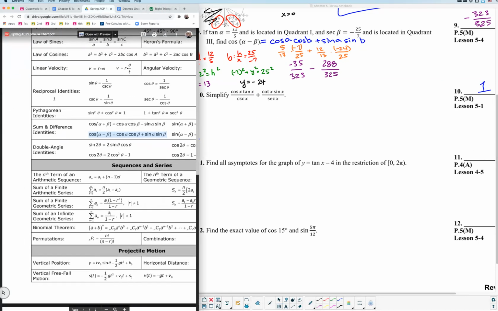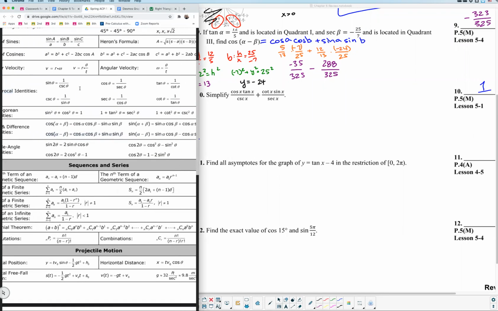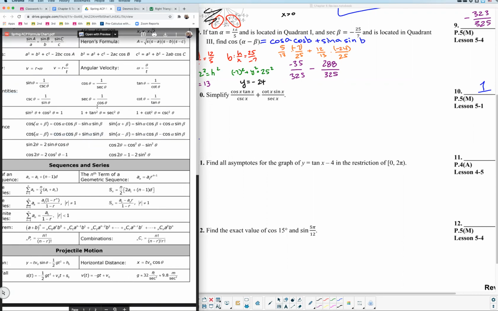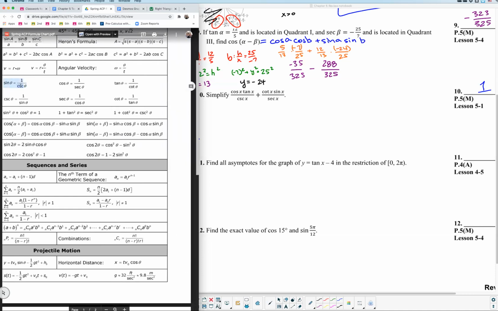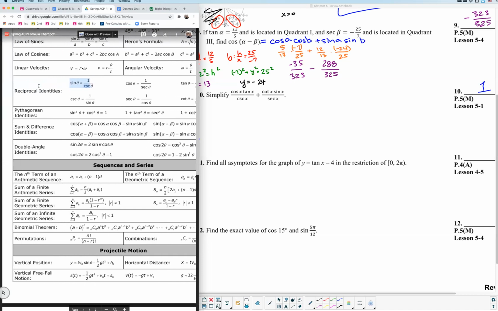On the formula chart, I'm going to go to reciprocal identities, and I'm going to look in particular for cosecant in the denominator. So cosecant in the denominator is right here. Cosecant in the denominator is equivalent to sine in the numerator. They're reciprocals of one another.